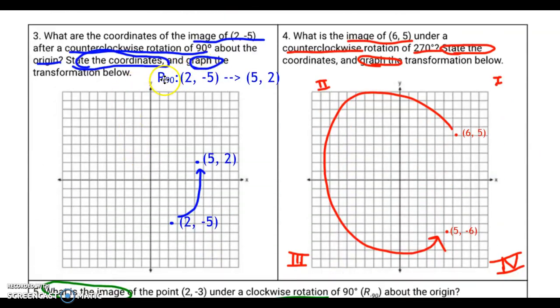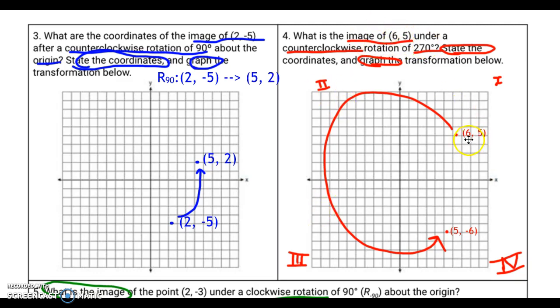We know here it's a rotation of 90 degrees. It tells us that. It asks us to state the coordinates and graph the transformation. A rotation of 90 degrees means you take the y value, change its sign, and bring it to the front. You take the x value, you keep the sign the same, and put it to the back. That is just one of the rules that you have to remember. It is going to be asked on this quiz, so remember the rules.